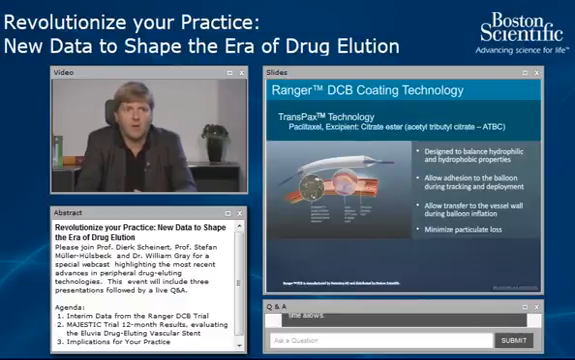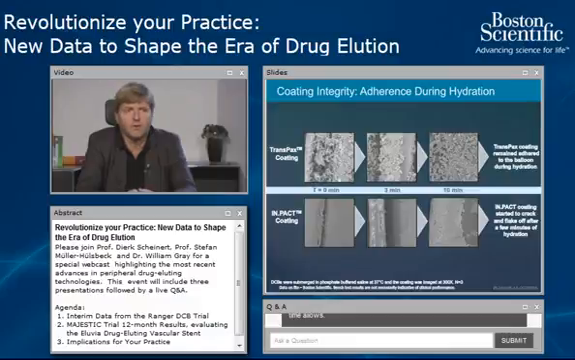Well, specifically about the Transpac coating, as I said, it uses paclitaxel as the active agent, and it uses a citrate ester as the excipient, which is basically designed to balance the hydrophilic and hydrophobic properties. It allows the adhesion of the coating to the balloon surface during the transit time to the lesion, and then it controls the efficient drug delivery to the vessel wall. And most importantly, it's a very stable coating which is designed to really minimize the particulate loss during the whole process.